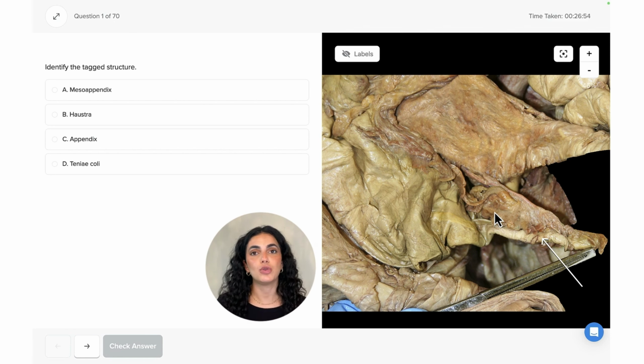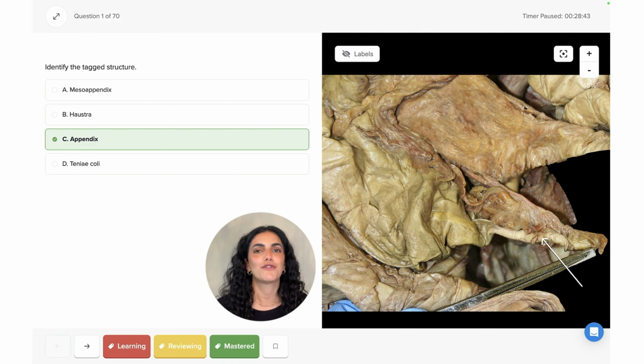So in cases of acute appendicitis, where there might be inflammation of the appendix, where it gets to the point that it causes so much pain because it's about to burst, the appendix can actually be resected or removed without any complications. So in this case, for our question here, identify the tagged structure. The structure right over here is going to be the appendix or the vermiform appendix.